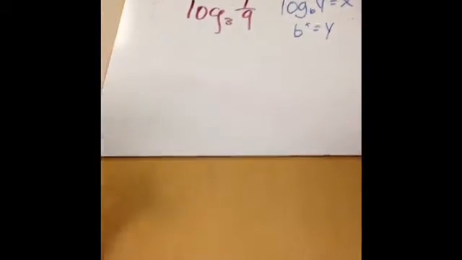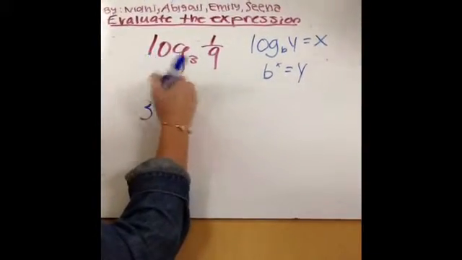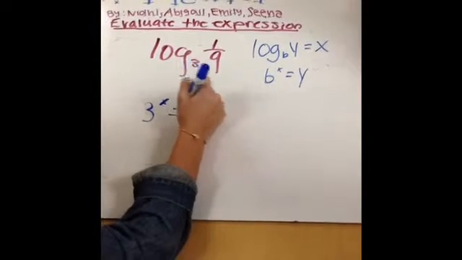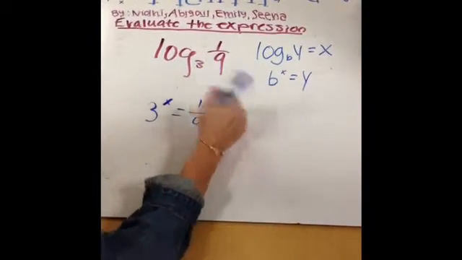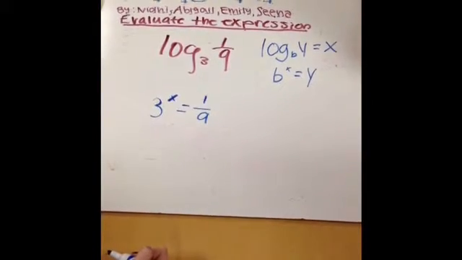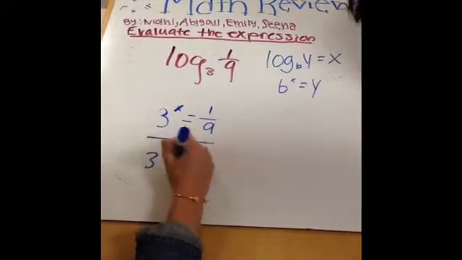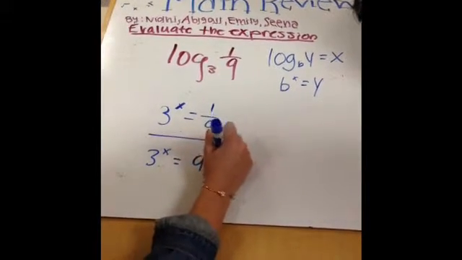So we're going to rewrite it, and we're going to write an imaginary x. So that thing equals x. So 3 to the x equals 1/9. And then, since we can't have fractions, we're going to rewrite 1/9 as 9 to the negative 1. So 3 to the x equals 9 to the negative 1.